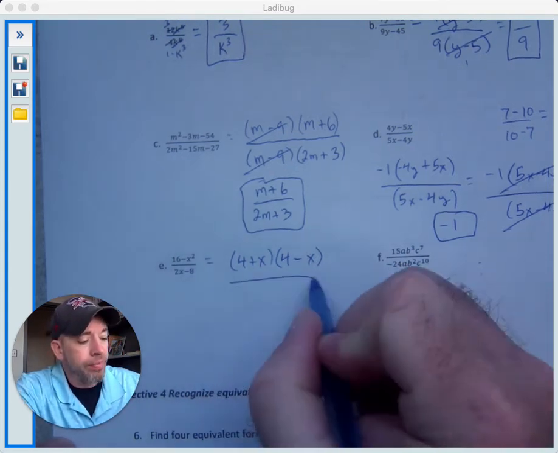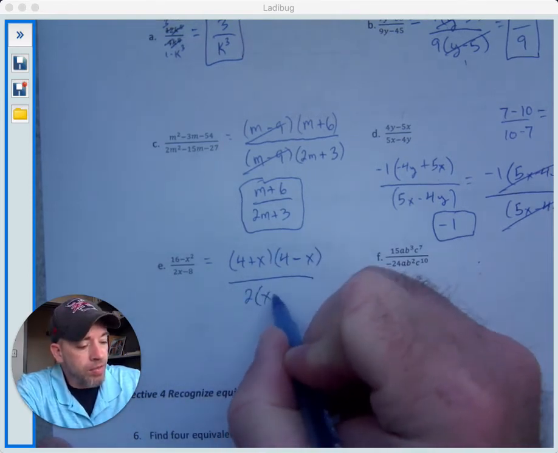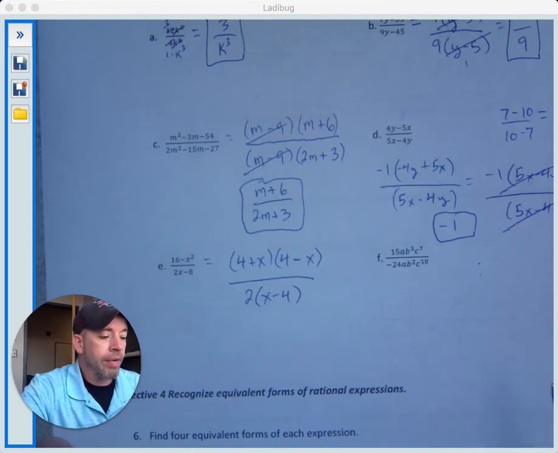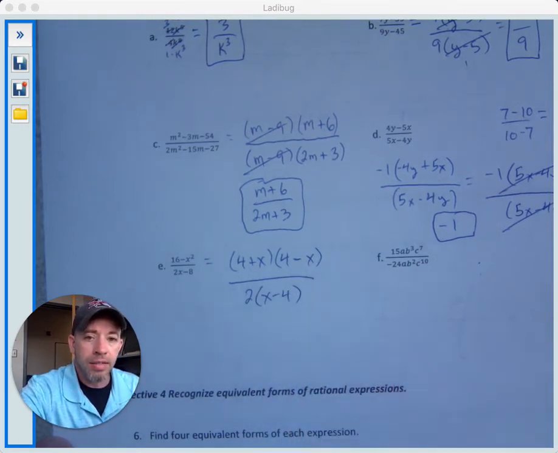On the bottom, we could factor out a 2, right? 2 times x minus 4. Well, we don't have an x minus 4 up here, but we do have a 4 minus x. And remember what we can do with those?